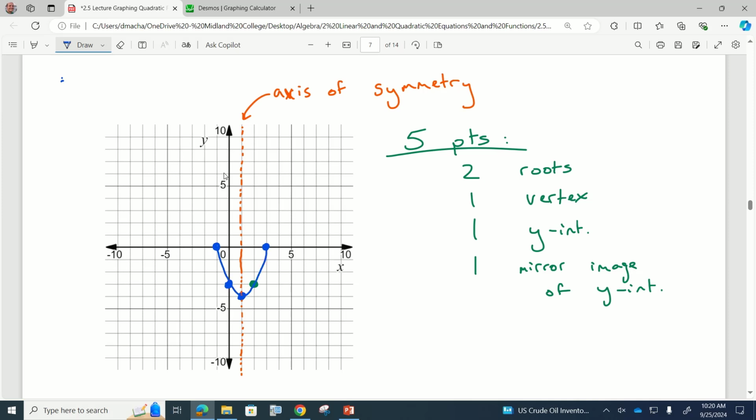And having these 5 points, it tells you what direction, like if you're pointed up or if your parabola points down. It tells you where the vertex is, and it tells you about how wide or how skinny your parabola should be. And then you can just extend it. That's good enough for this class, okay? Are there any questions about how you graph this?